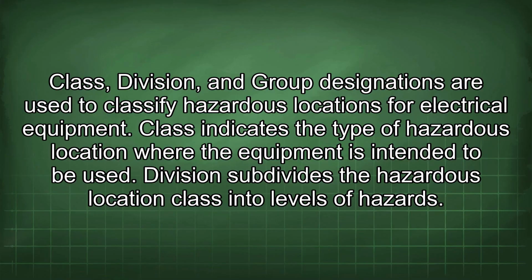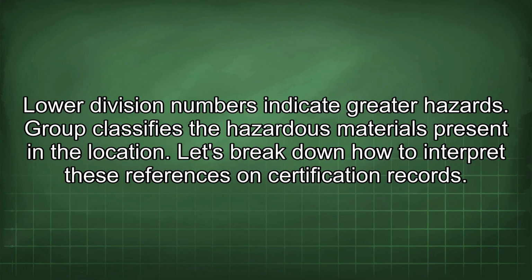Class, division, and group designations are used to classify hazardous locations for electrical equipment. Class indicates the type of hazardous location where the equipment is intended to be used. Division subdivides the hazardous location class into levels of hazard. Lower division numbers indicate greater hazards. Group classifies the hazardous materials present in a location.